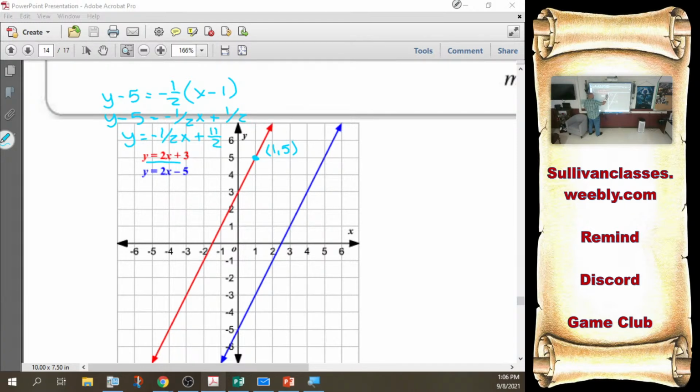Plus 11/2. Okay, now I've got the equation of a line that is perpendicular. You did this all in geometry. I got a perpendicular line through the point. Now I go solve a system of equations to find out where it crosses here. Once I got that point, distance formula.